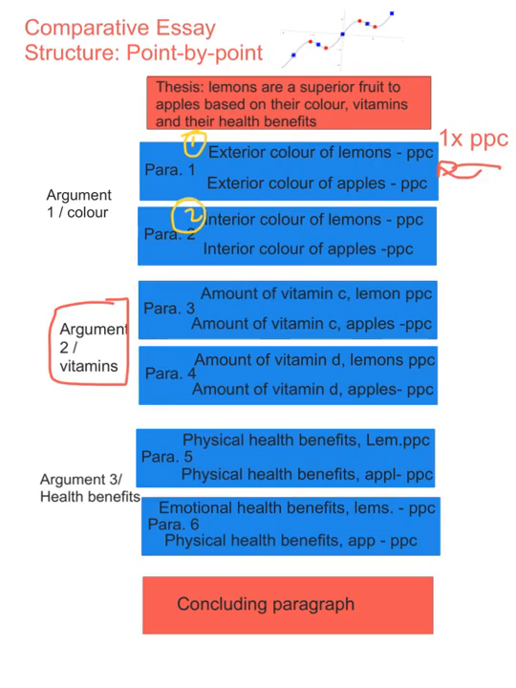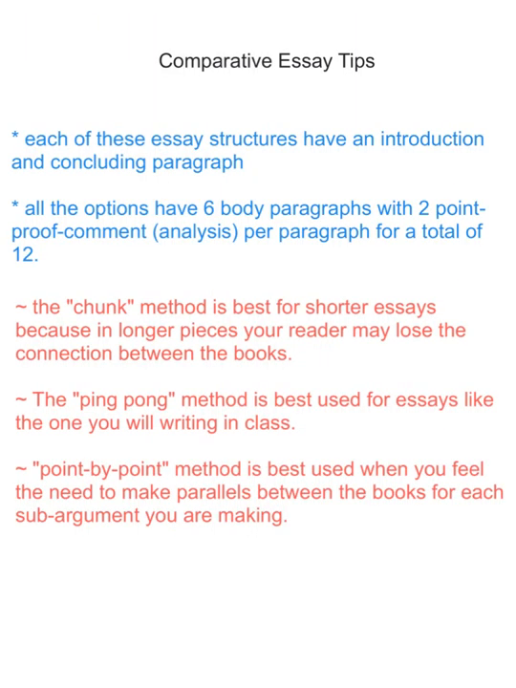So just to reiterate, this structure is more of a direct comparison between the 2 books, versus talking about one book and then talking about the other. Okay, so here are just some final tips for comparative essay writing. Please remember that each of these essay structures has an introduction and concluding paragraph. All the options have 6 body paragraphs, so no matter which one you choose, you should have 6 body paragraphs with 2 point-proof-comments or analysis per paragraph, for a total of 12 point-proof-comments.